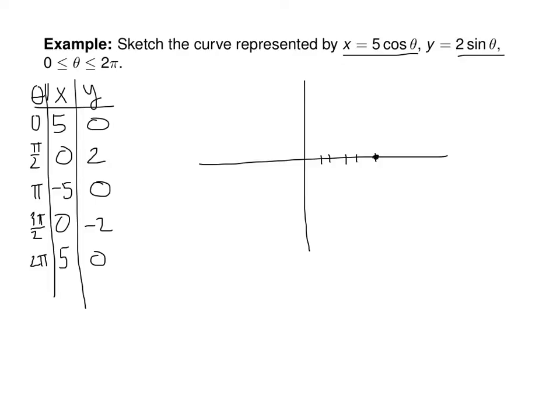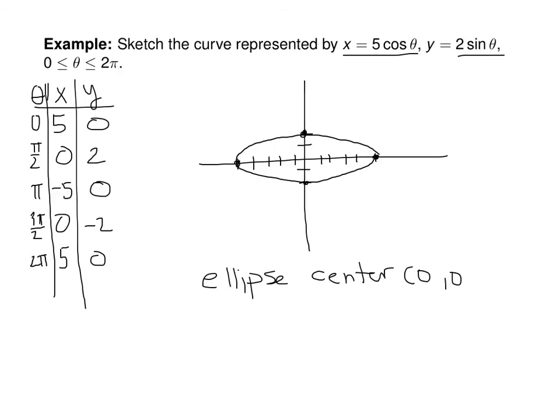So we have the points 5, 0, 0, 2, -5, 0, 0, -2, and then back to 5, 0. So it's like it's tracing an ellipse with a center at the origin.